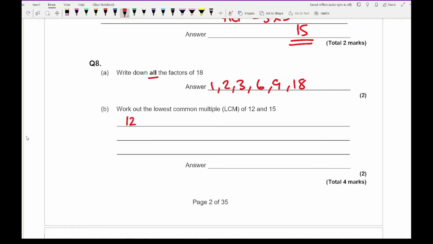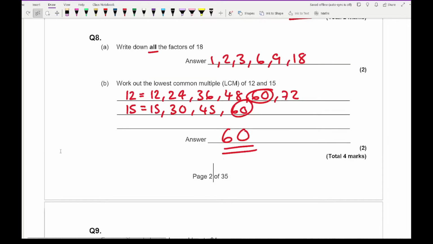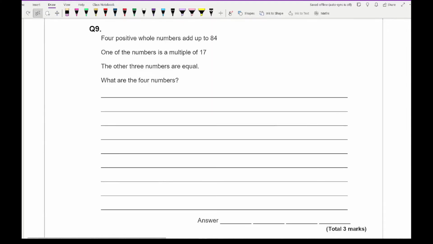So again, if I start with the 12 and the 15 times table, or you could do a Venn diagram question, but again, it's entirely up to you which one you want to use. So here, I've got 12, 24, 36, 48, 60 and 72, and with 15 I've got 15, 30, 45, 60. So 60 is the smallest number that appears in both, so the lowest common multiple is going to be 60.